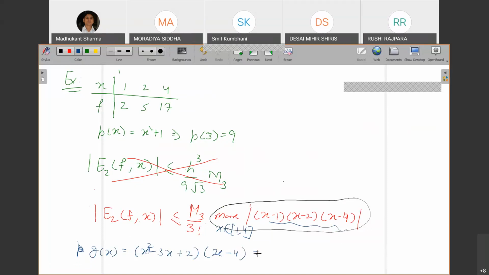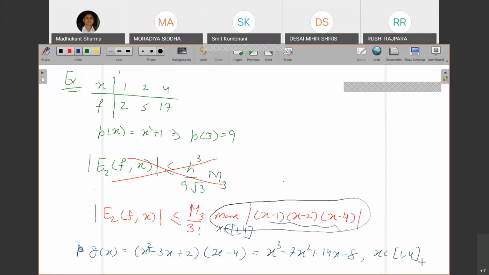And if you further multiply, what you will get is x cubed minus 7x square plus 14x minus 8. You want to find the maximum over the interval x belongs to 1 to 4. So the maximum certainly exists, right? Because this is a polynomial, it's a continuous function on a closed interval. So the maximum will exist. You are supposed to identify now the critical points.